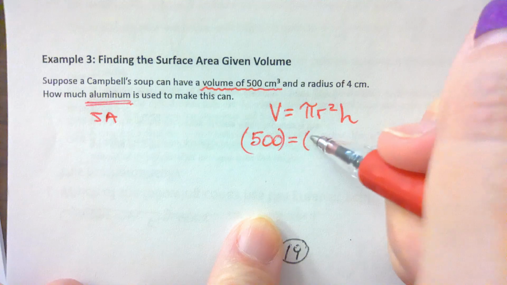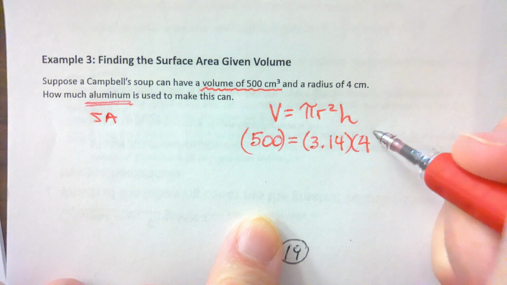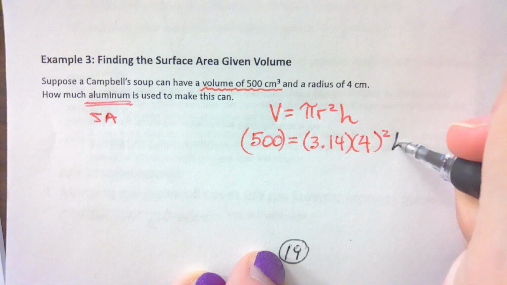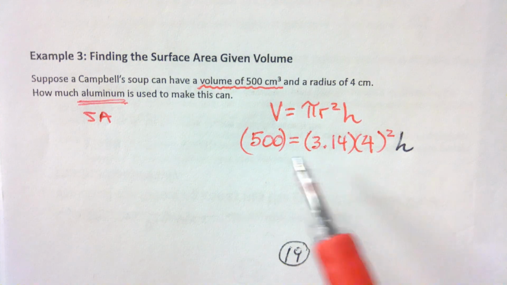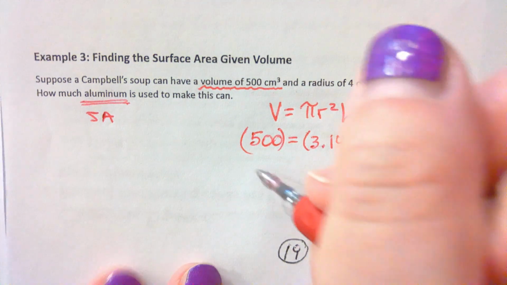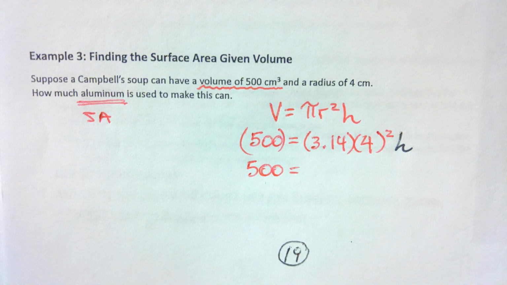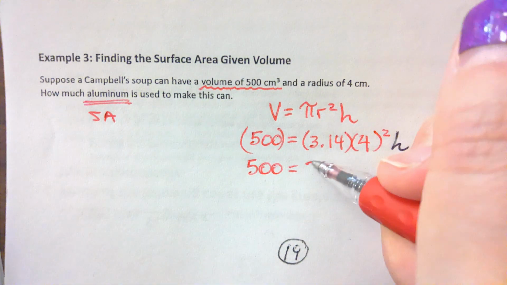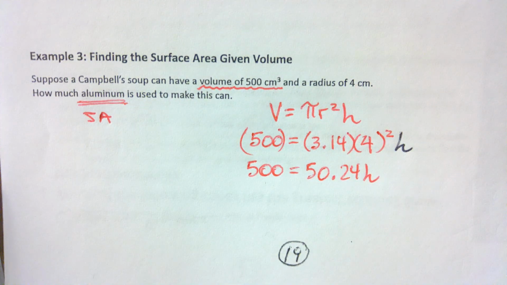We know pi is 3.14. And we know radius is 4. So what do we not know? Can we solve for height though? Yeah, because we have everything else except for height. So 500 equals 3.14 times 4 times 4, which is 50.24 h.